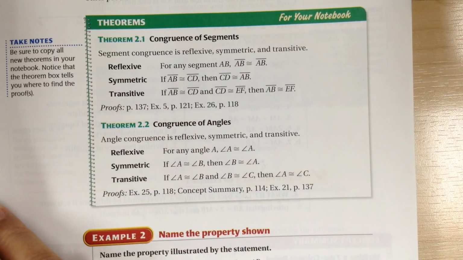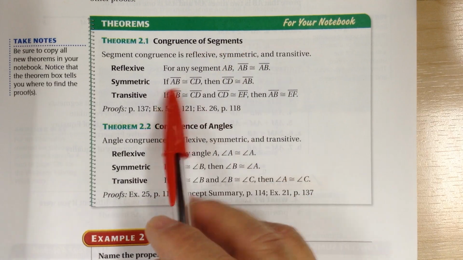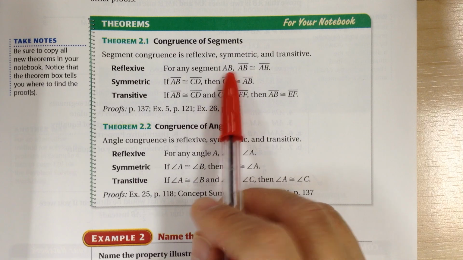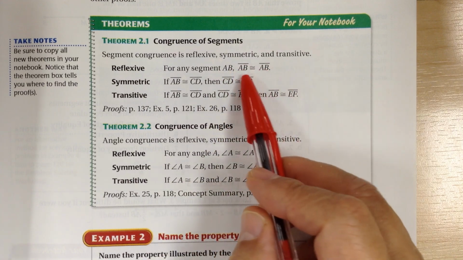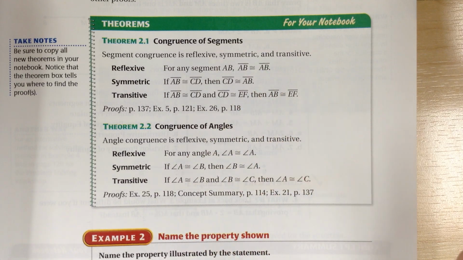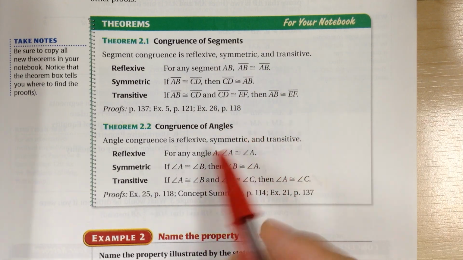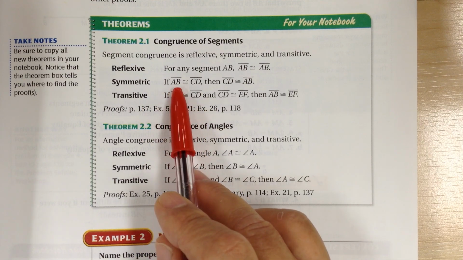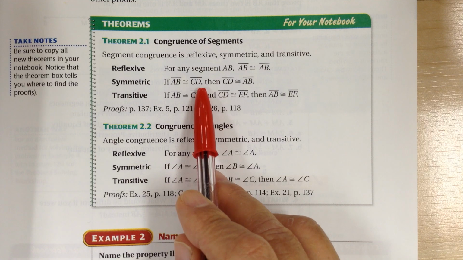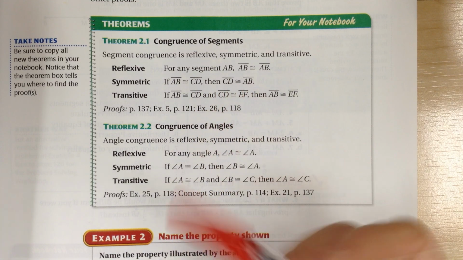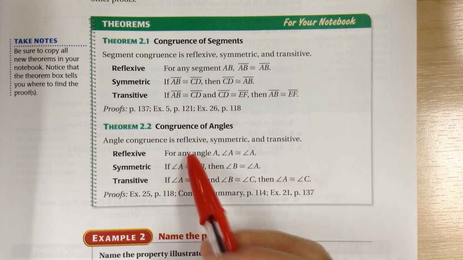Okay, so here's a theorem: congruence of segments. Reflexive means something is equal to itself, or congruent to itself. So segment AB is congruent to segment AB. In other words, anything is equal to itself. Okay, symmetric property. If segment AB is congruent to segment CD, then segment CD is congruent to segment AB. So again, you just flip it over.